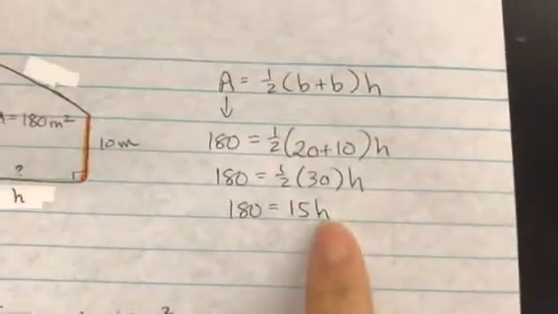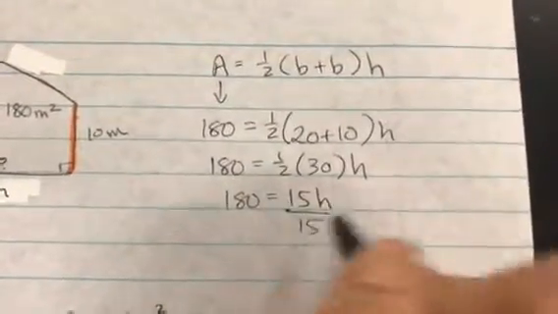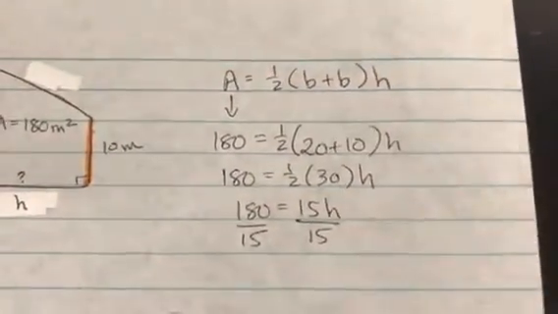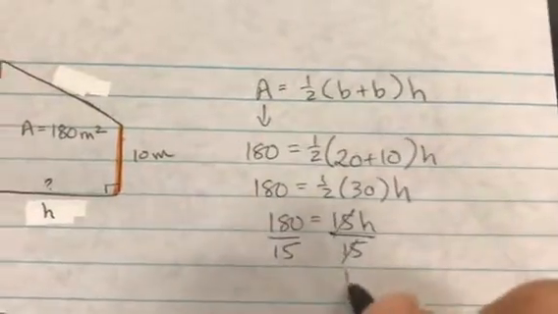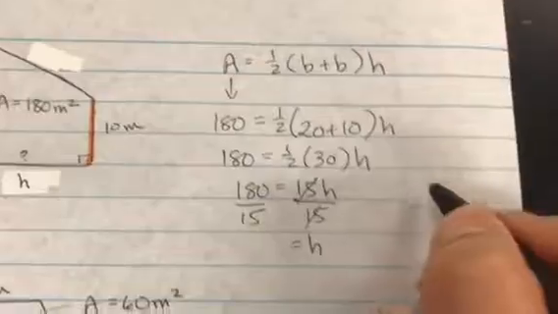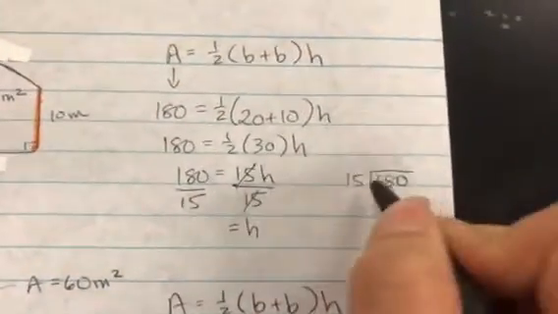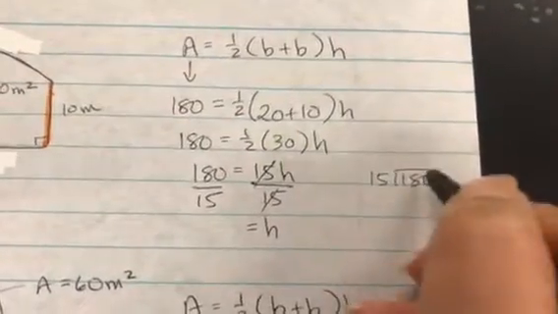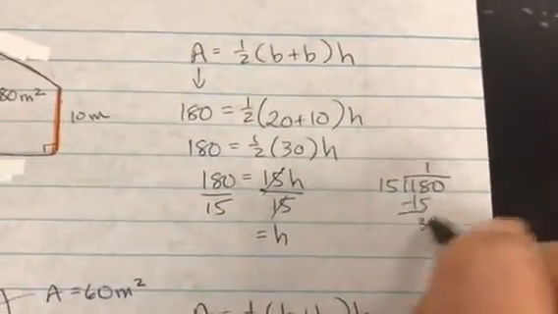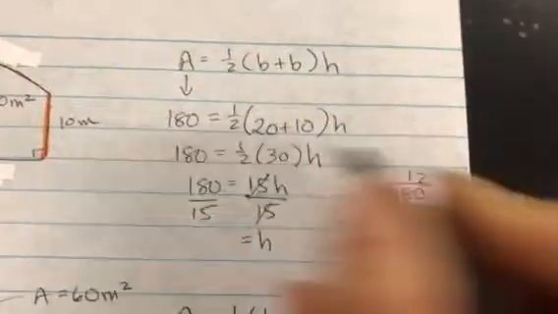And then how do we figure out the height? We divide, because this is 15 times h. So balance our equations, divide by 15. That cancels. So then the height is equal to 180 divided by 15, which I cannot solve in my head, so I'm going to do it right here. 15 does not go into 1. 15 goes into 18 once. Bring down the 0. 15 goes into 30 twice, and then I am done. So it's 12.